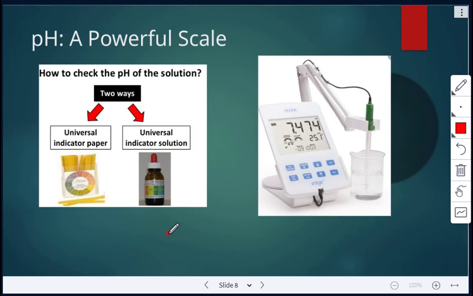All right, so here we can see a couple of ways to check the pH of a solution. This is the universal indicator paper. You have this paper, you can dip it into the solution, and then you would match it to the color seen on this chart. And then you would have the numbers matched with those colors, the numbers representing the pH. And then there's also a universal indicator solution. Again, there's a chart on the bottle with the colors and the pH. And here is a digital method of measuring pH as well.